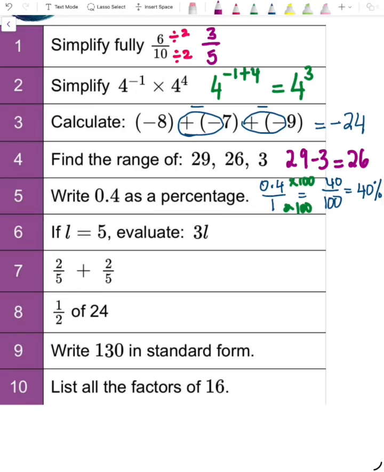Evaluate 3L. So if L is 5, evaluate. So we need to find the value of 3L. So if we know L, we just need to substitute 3 lots of L, which means 3 lots of 5, which is going to be 15.